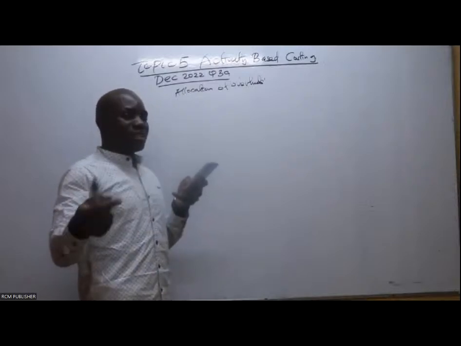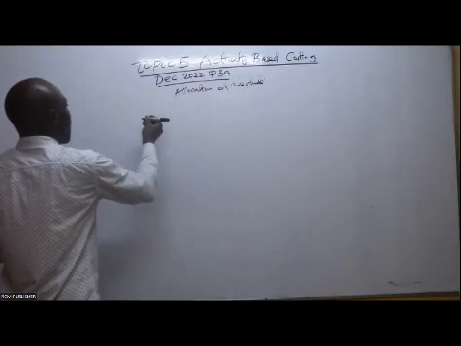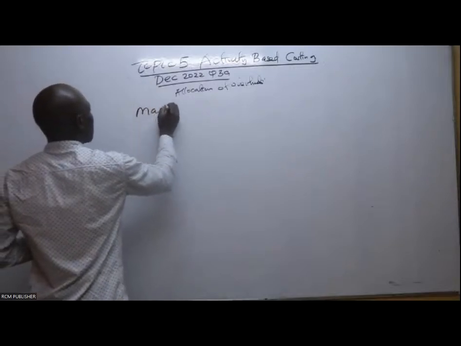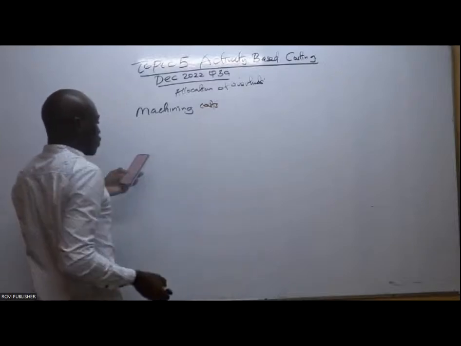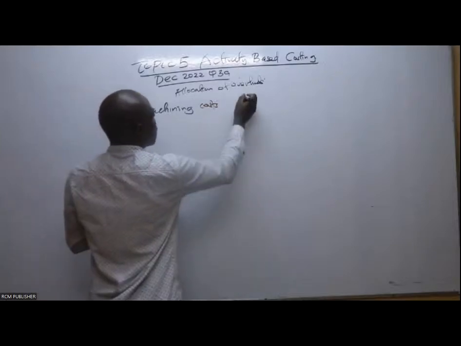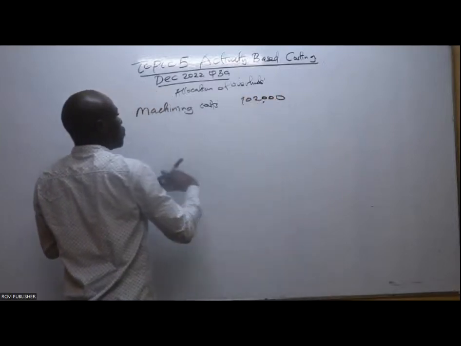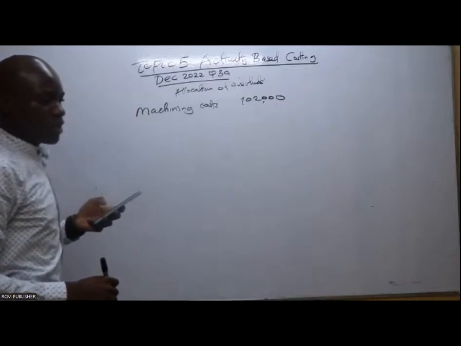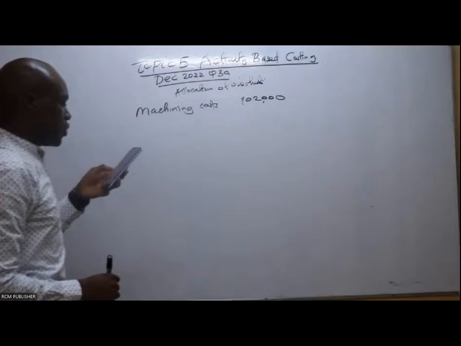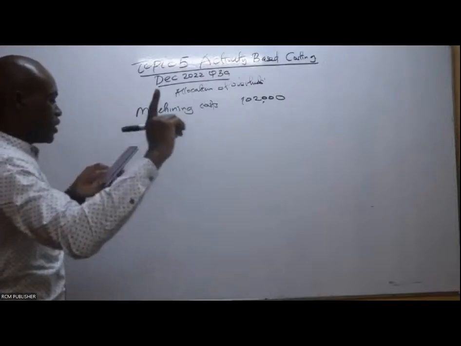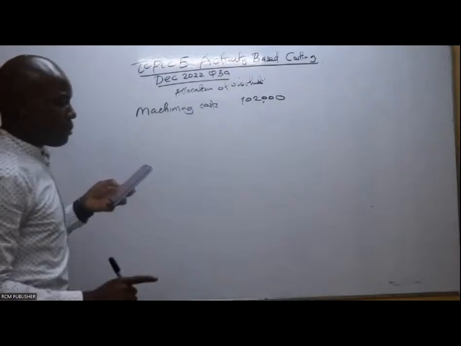The distribution basis now. We have machining costs. The total given there is 102,000. I want you to complete this so that when we meet tomorrow, we just revise this. But let me demonstrate the first one. So machining cost, we have 102 as the total. Allocation basis is machine hours. We are allocating it to T, Q, and M.